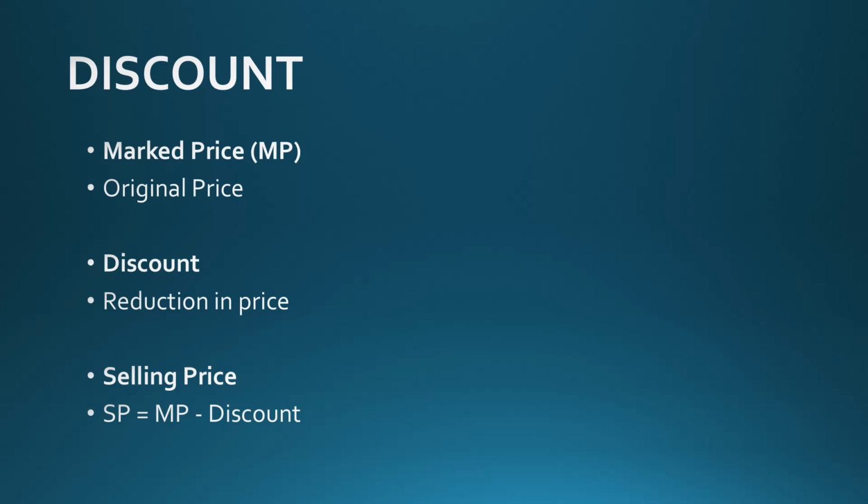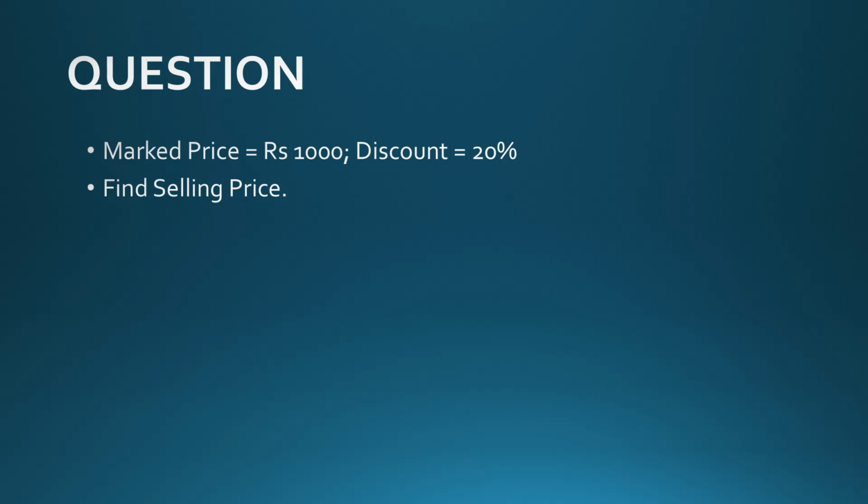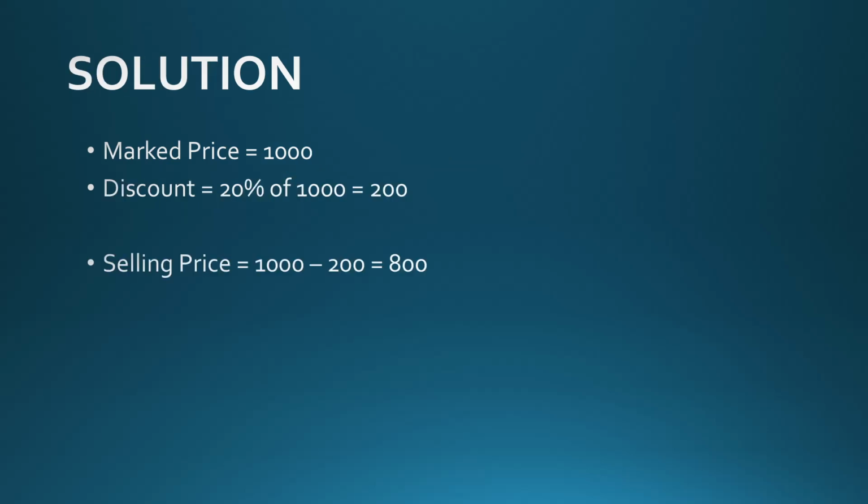Now let's look at a question on discount. Marked price equal to rupees 1000, discount equal to 20%, find selling price. So I told you that discount is on the marked price. So discount will become how much? 20% of marked price, which is 20% of 1000 equal to 200. So selling price equal to marked price minus discount. So 1000 minus 200 equal to 800. So our selling price is 800.